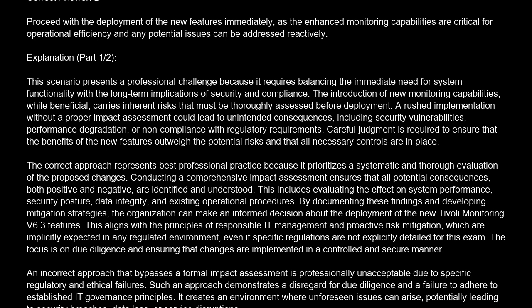This aligns with the principles of responsible IT management and proactive risk mitigation, which are implicitly expected in any regulated environment, even if specific regulations are not explicitly detailed for this exam. The focus is on due diligence and ensuring that changes are implemented in a controlled and secure manner.